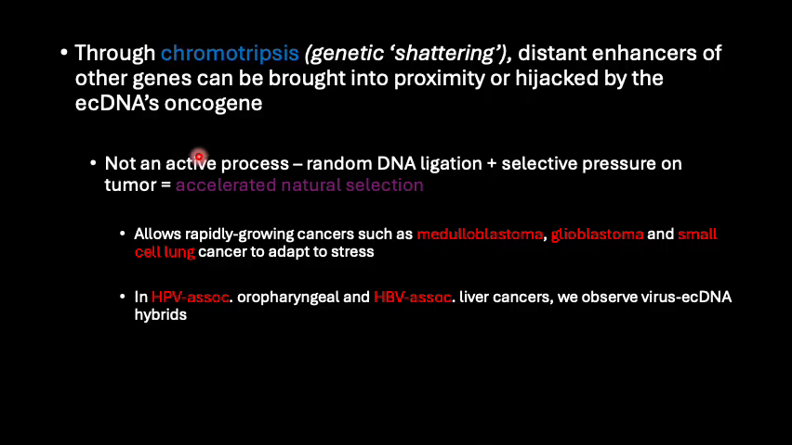In fact, we're now finding out that some virus-associated cancers, like human papillomavirus-associated oropharyngeal cancer and hepatitis B virus-associated liver cancer, have virus-ecDNA hybrids. As I mentioned, viromes, viral DNA particles, bacterial DNA particles, and ecDNA are quite similar in that they have transacting elements, they're small, they're circular, and they lack centromeres. So they're very similar in this regard, and you can observe how they can actually hybridize, which is very interesting.